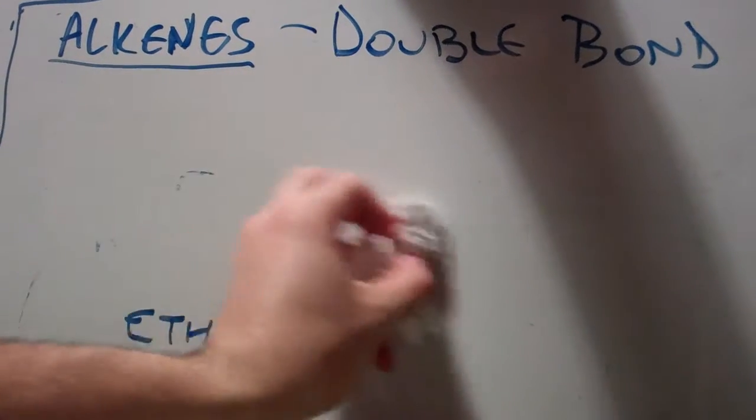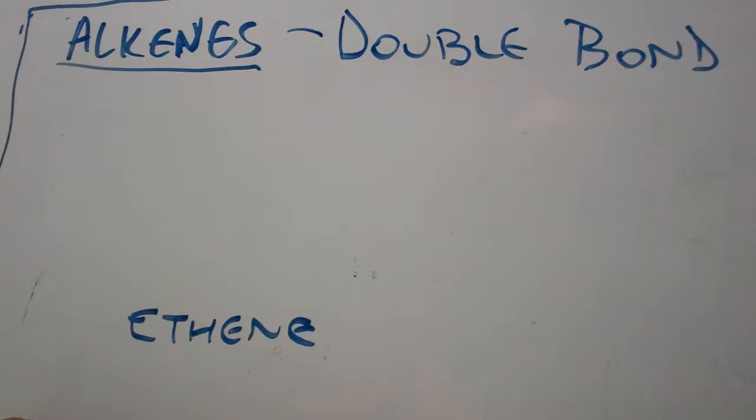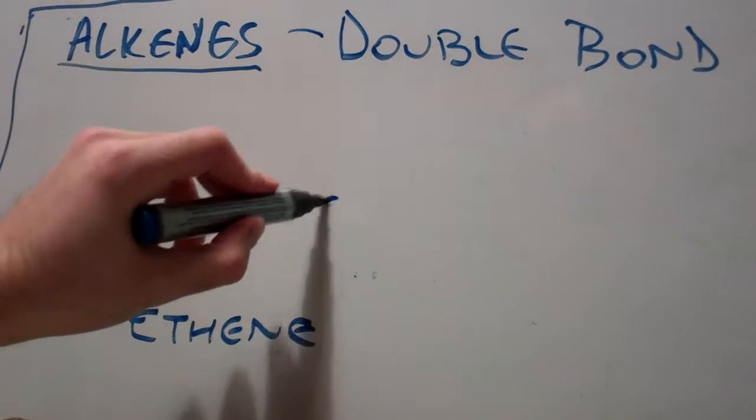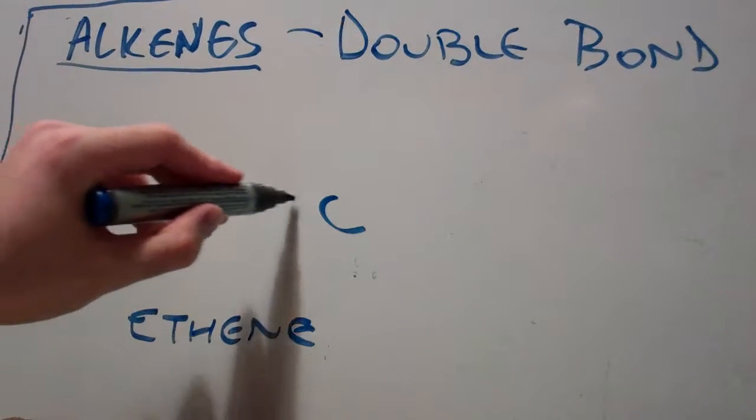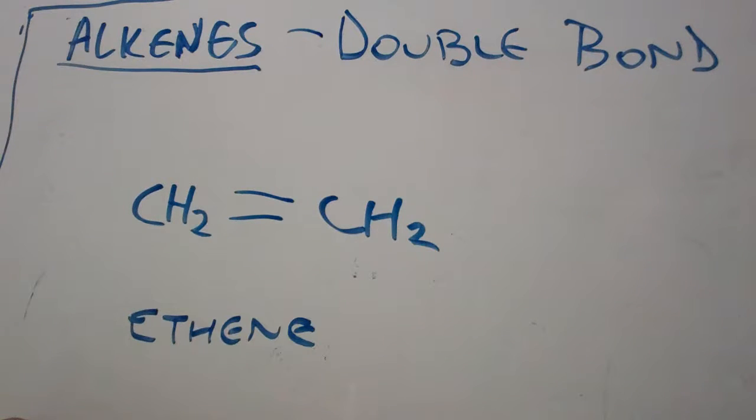Now, the way that I want you to draw ethene and your alkenes is like this. CH2 double bond CH2. Okay, because it's a lot quicker and easier. It doesn't take up as much space.